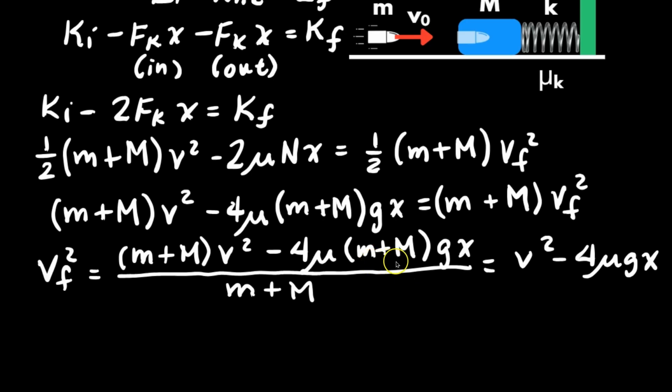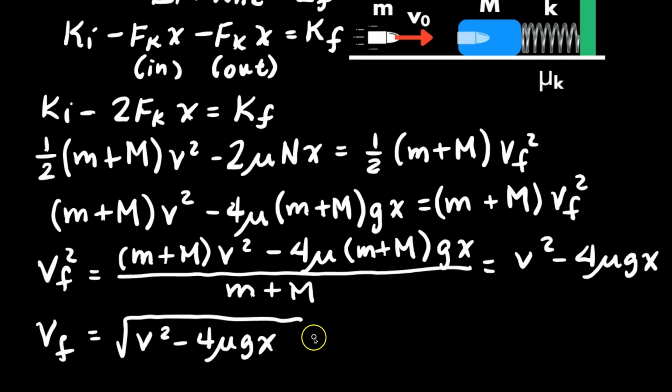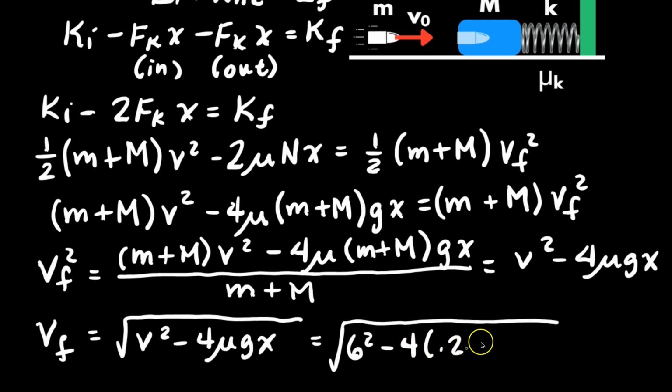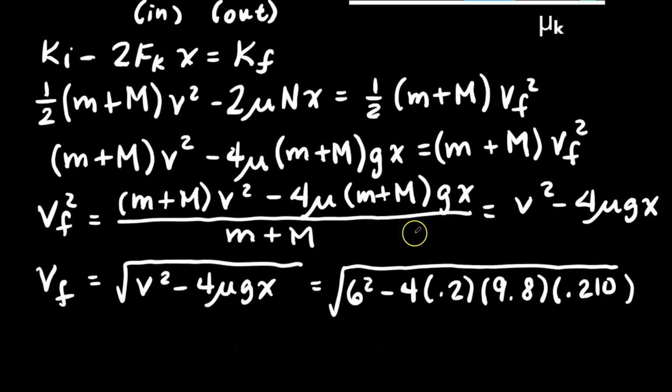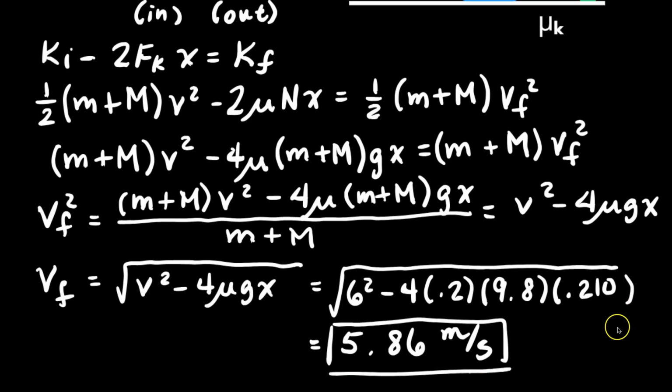Notice that the (m plus M) cancels out, and that leaves us with v squared minus 4 mu g x. We're going to take the square root of both sides because we're looking for vf, and we get that vf is equal to the square root of v squared minus 4 mu g x. And we're going to now substitute our values into our variables. So we get the square root of 6 squared minus 4 times 0.2 times 9.8 times 0.210. And if we solve for that, we get 5.86 meters per second.